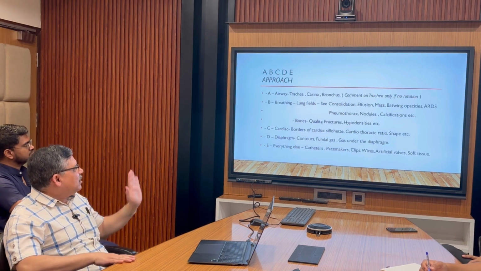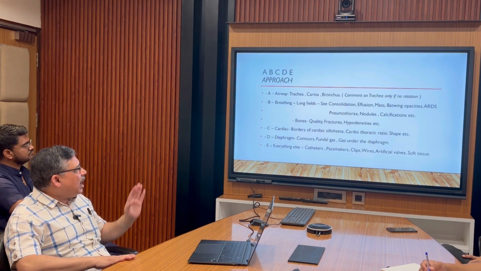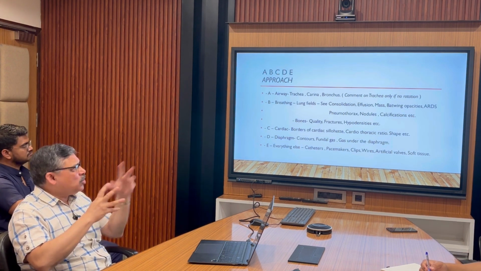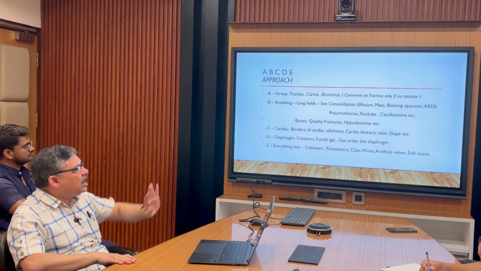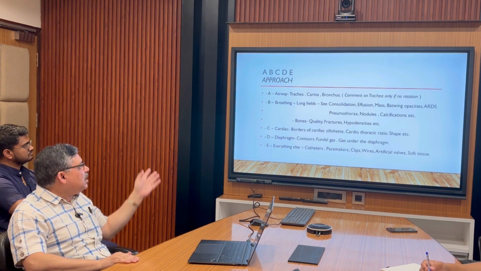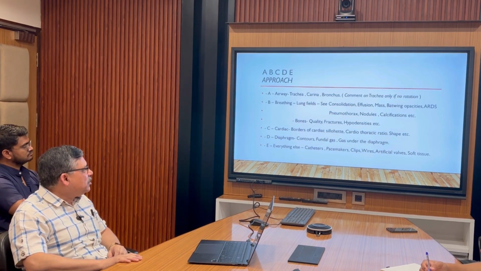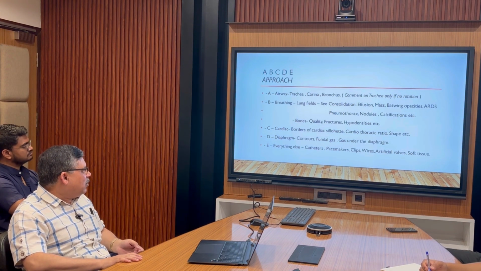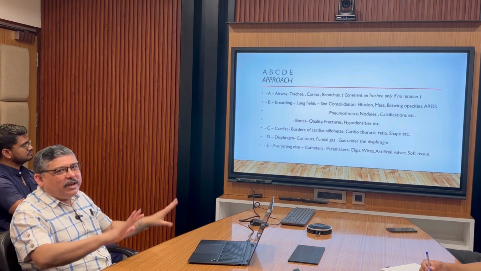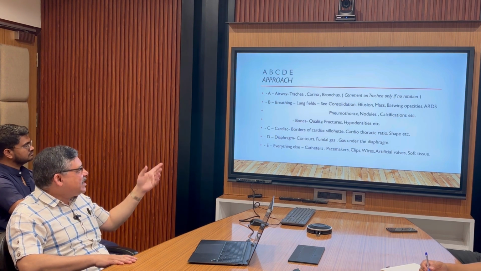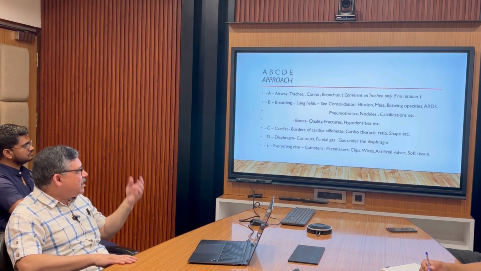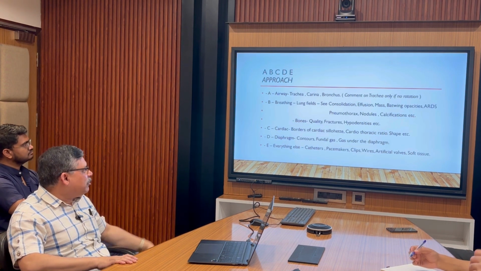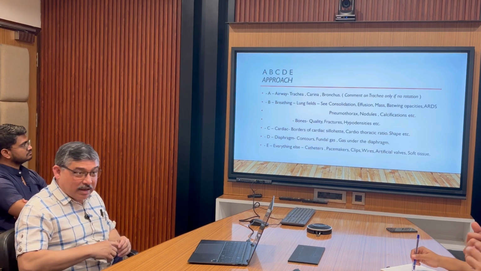C is cardiac: borders of the cardiac silhouette, the cardiothoracic ratio, the shape of the heart, etc. There are so many things in the cardiac, but these three are the main things that you will see. D is for the diaphragm. You see the contour of the diaphragm, you see the fundal gas shadow and the gas under the diaphragm. These are the three things that you see when you see the diaphragm. And E is for everything else. So everything else is catheters, pacemakers, clips, wires, artificial valves, soft tissue, etc. So this is another approach where you don't tend to miss out anything.